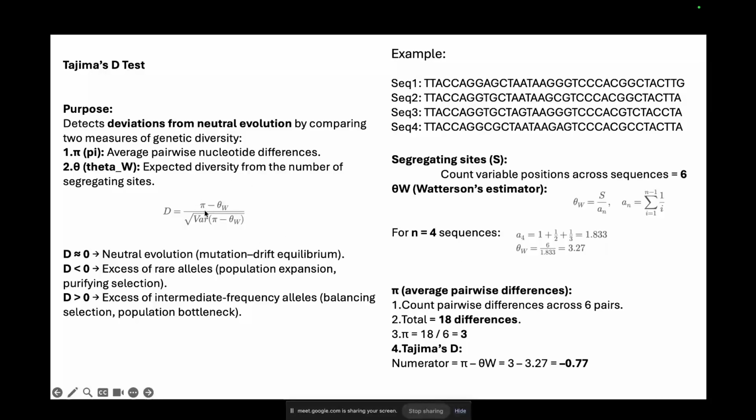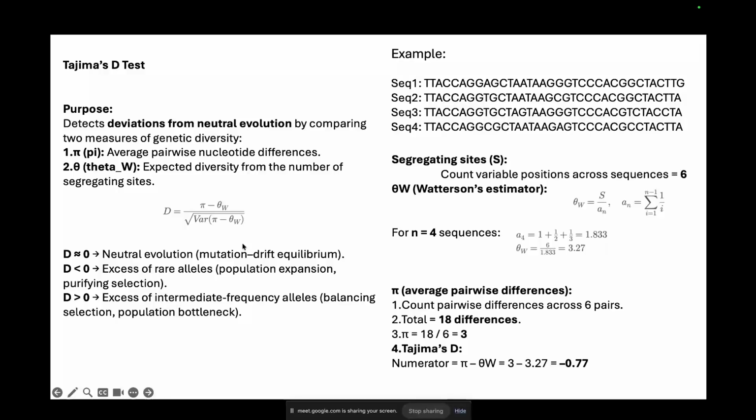You have pi, you have theta, and you have the square root of the variance of pi minus theta W, which gives you D. Again, if D is close to zero, it is neutral. If D is greater than zero, you have an excess of intermediate frequency alleles, basically balancing selection. Some sort of selection is happening. And if D is less than zero, there is an excess of rare alleles, so purifying selection or population expansion is happening. Purifying selection is negative selection.